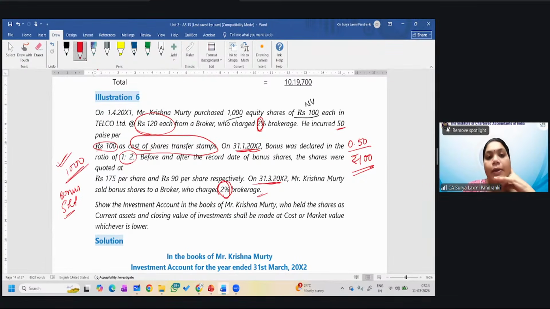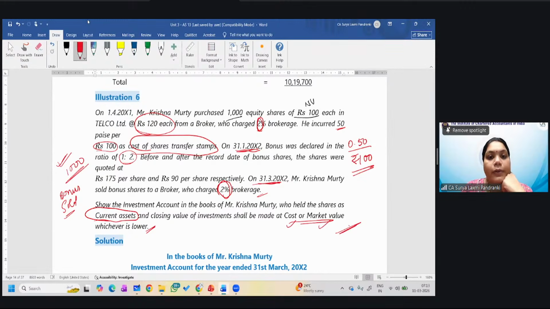Now, they're asking you to show the investment account in the books of Mr. Krishnamurthy, who held the shares as current investment. So the intention of the person is to hold it as a current investment, right? And the closing value of the investment shall be made at cost or market value, whichever is lower. The standard itself told us that any current investments have to be carried at cost or fair value, whichever is lower. So you'll have to check what is the cost and what is the market value, and whichever is lower should be your carrying value at the end of the year.